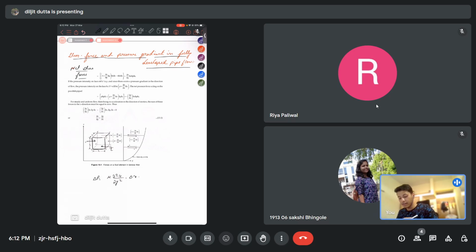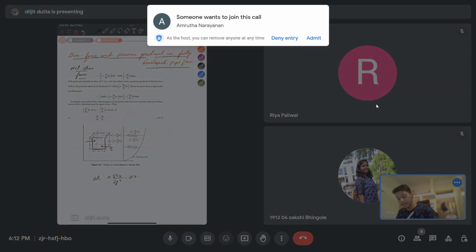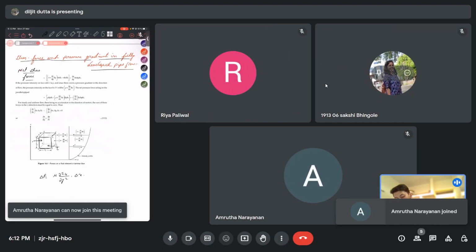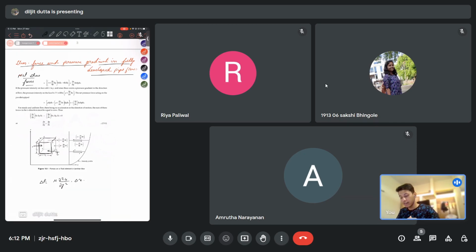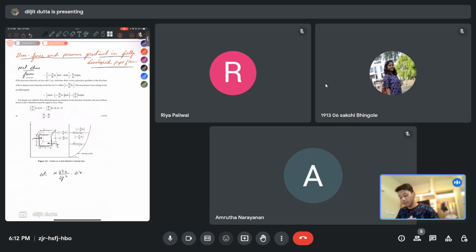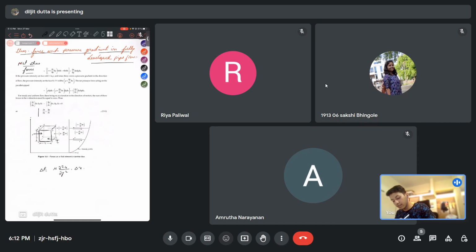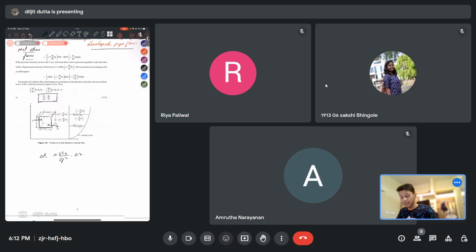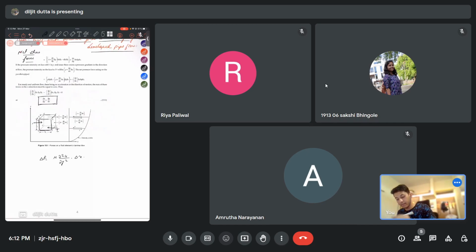And there will be a pressure difference between the two vertical surfaces. The pressure on the left surface is P and the pressure at the right surface is P plus del P by del x into dx. Since the two forces will be balanced when you are taking flow through pipes, we finally get a relation between the shear stress and the pressure gradient as del tau by del y is equal to del P by del x, and del tau by del y can be obtained from Newton's law of viscosity.